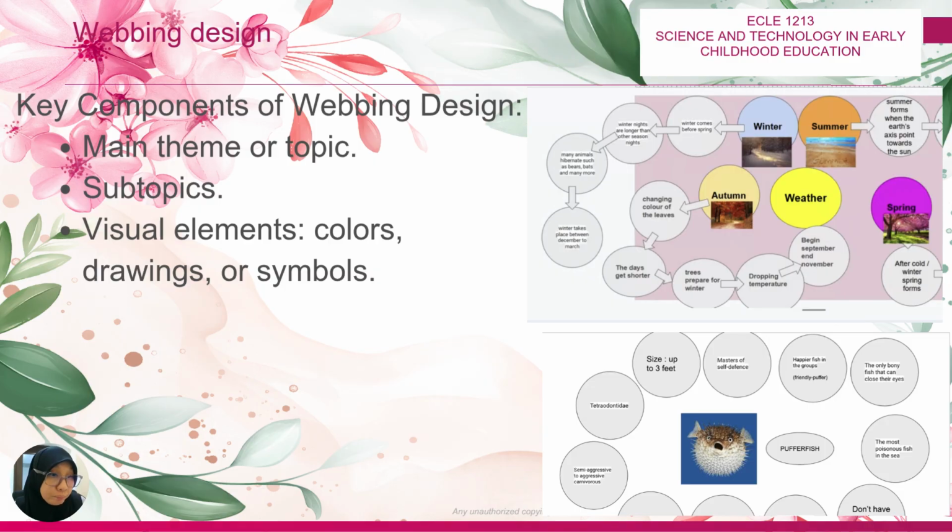And then finally, we can use visual elements such as colors, drawings or symbols, which can help to make the visual easier to understand, to see the connection, and also help us to remember the information. So by using these components, from main themes to subthemes, we can create a clear and engaging webbing design that makes learning more fun and helps us to think in a more creative and new way.